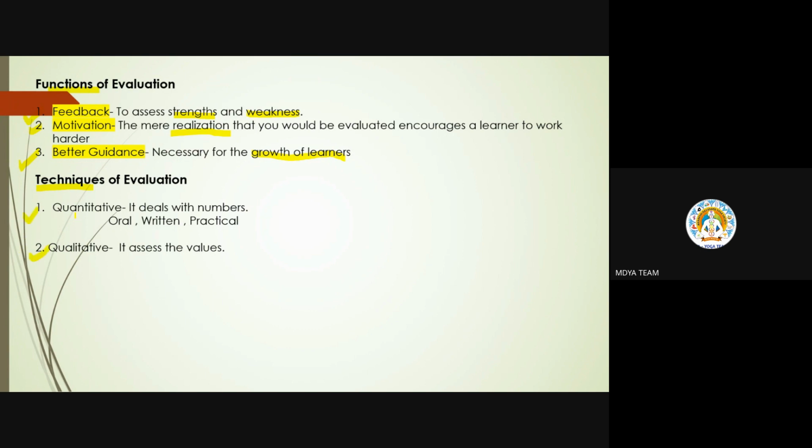As it is quantitative, it is related with numbers, like out of 100 you have to perform. Okay, quantitative, it will assess the learner on the basis of some numbers. Quantitative evaluation deals with numbers, like oral, written, or practical. Qualitative assesses the values of the learner. Okay, since this is qualitative, it will not deal with the number thing. Okay, it will judge the learner on some different scale.